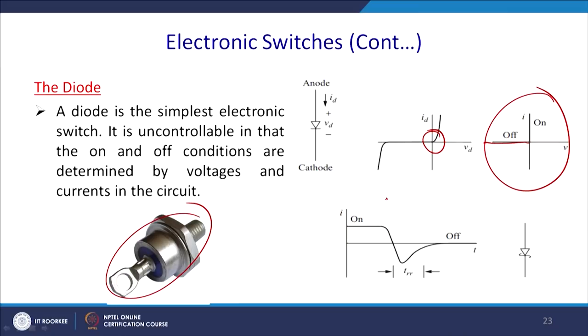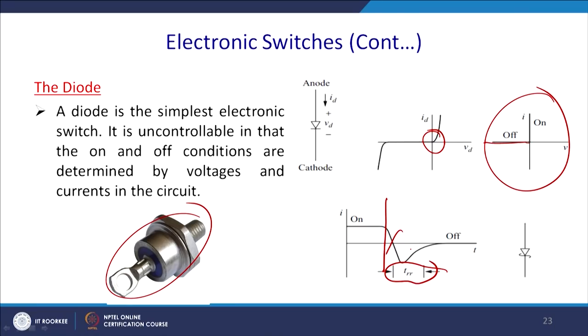Once it is on, current is flowing, thereafter you initiate a change in voltage. Then what happens? Gradually the current will come to 0, but still it does not have voltage blocking capability. How fast it gets voltage blocking capability determines the different kinds of diode. This is called t_rr, the reverse recovery time. The shorter the reverse recovery time, the faster the diode can be put into operation.